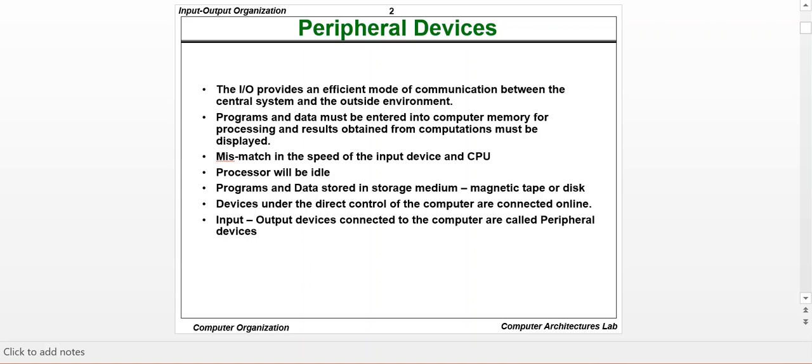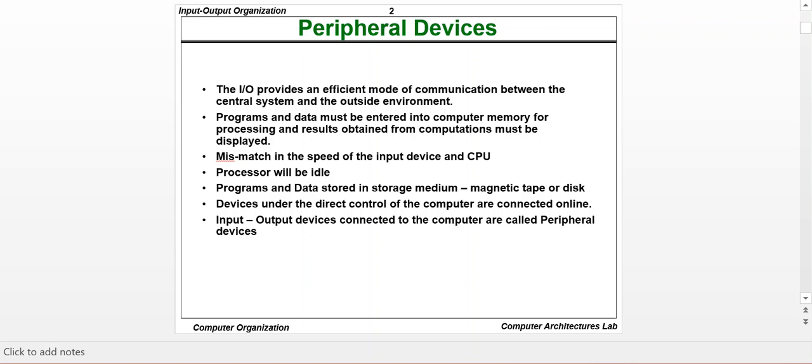and from the stored data, it can also act as an input device. You can store the data in the disk, and from the disk the data can be transferred and fed into the CPU for processing. So the magnetic tape or magnetic disk, or nowadays the hard disk, can be used as a storage medium as well as an input output device.